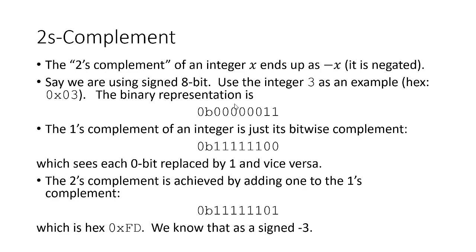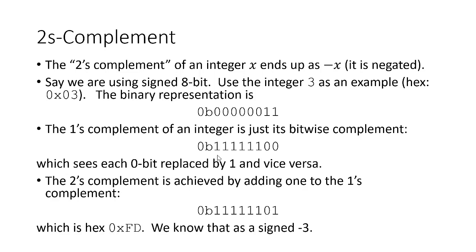The binary representation of hex 3 is going to be all upper zeros with the lower 2 bits being 1. So that's a binary 3. There's a thing called a 1's complement, and that is just a bitwise complement. What you do is you take each 0 and replace it with a 1, and then you take each 1 and replace it with a 0. So that's what the 1's complement would look like for a 3.